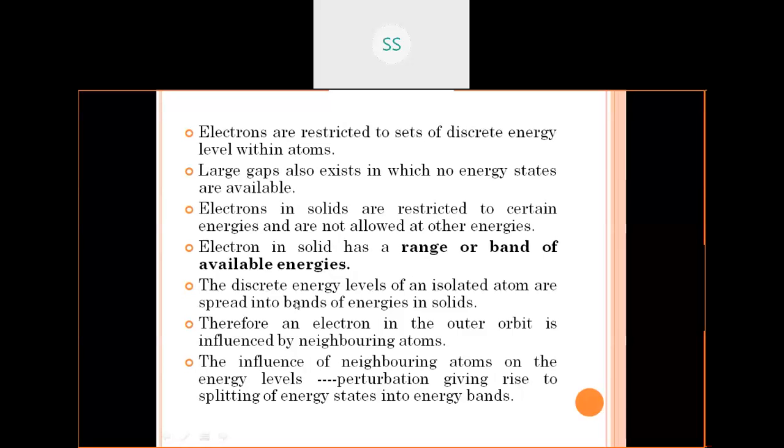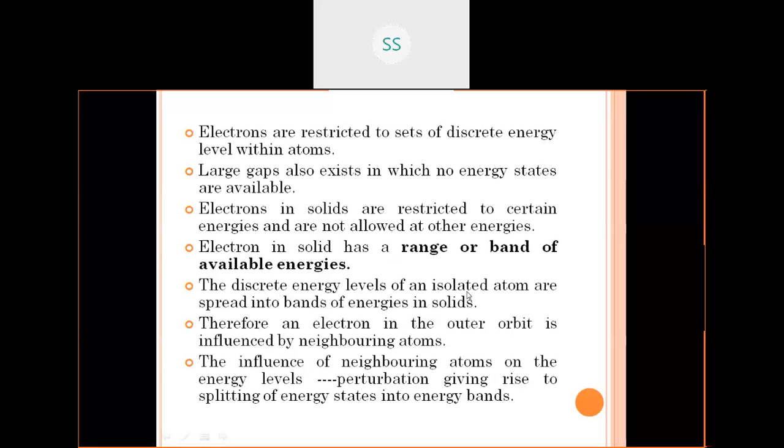Now the word discrete here means the energy levels are not in a continuous pattern, they are like ring-like structures. That's why they are called discrete energy levels. And these discrete energy levels of an isolated atom are spread into bands of energies inside the solids. So each energy level is spread in the form of different bands. Let us look at the diagrams in the later slides. As of now, imagine that around the nucleus you have the different orbits which are covered by electrons.